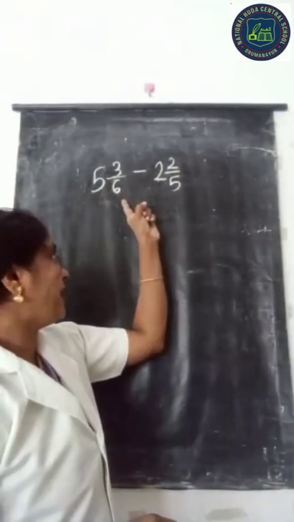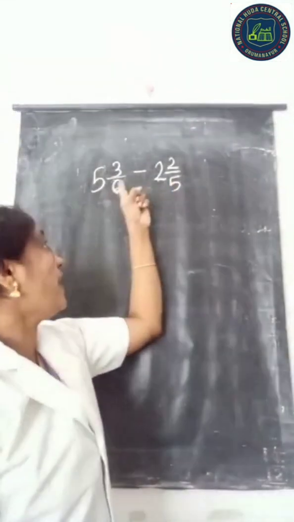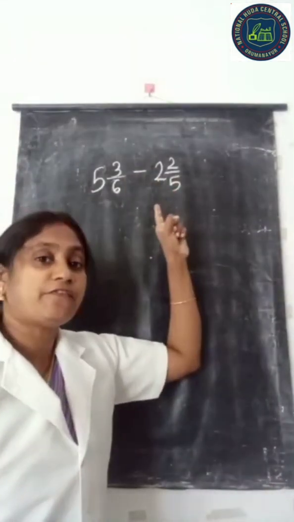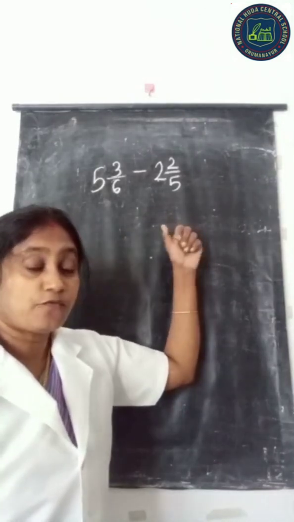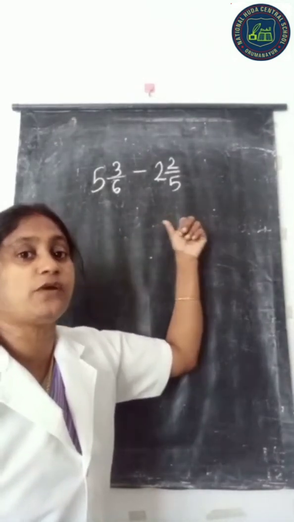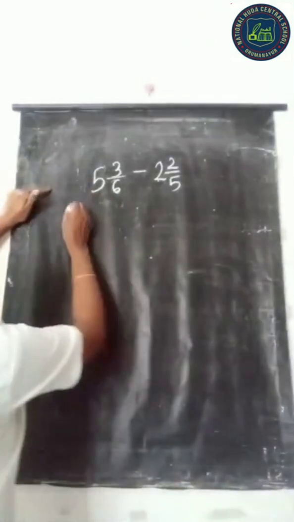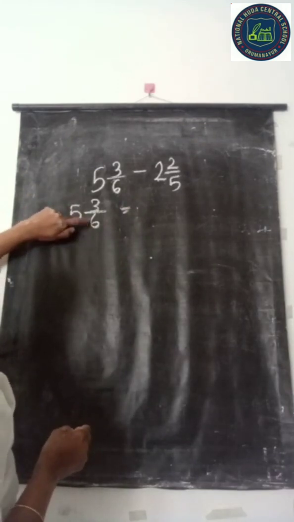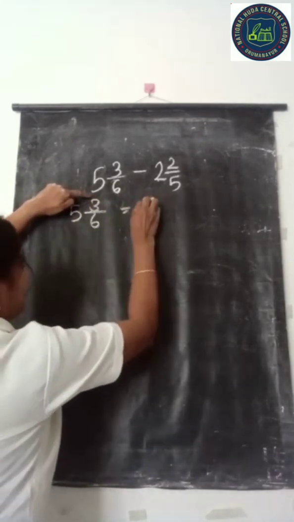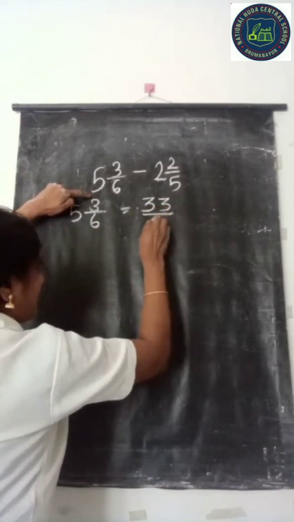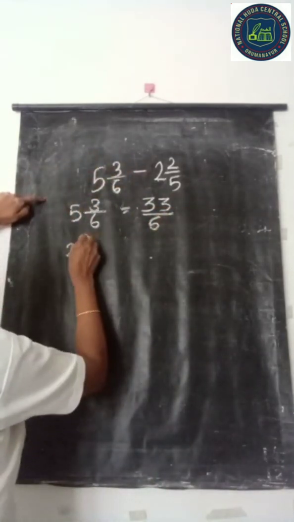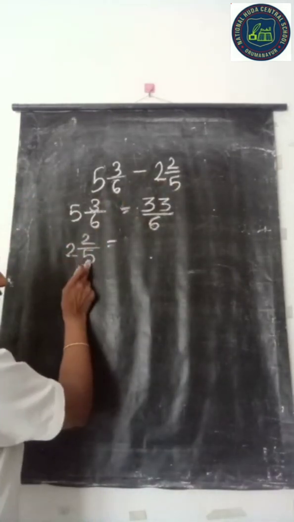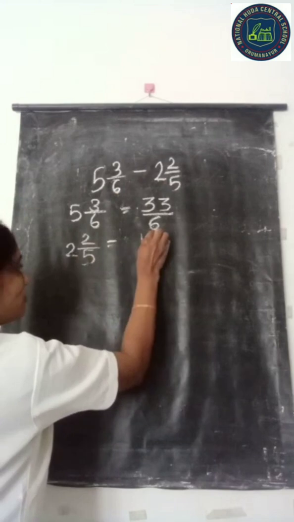Question. Find 3 by 6 minus 2 by 5. So here the given fractions are mixed fractions. So first we have to convert these fractions to improper fractions. That is, find 5 by 6, 5 sixes are 30. 30 plus 3 is equal to 33 by 6. And the next fraction is 2 by 5. That's equal to 2 into 5 is equal to 10. 10 plus 2 is equal to 12.